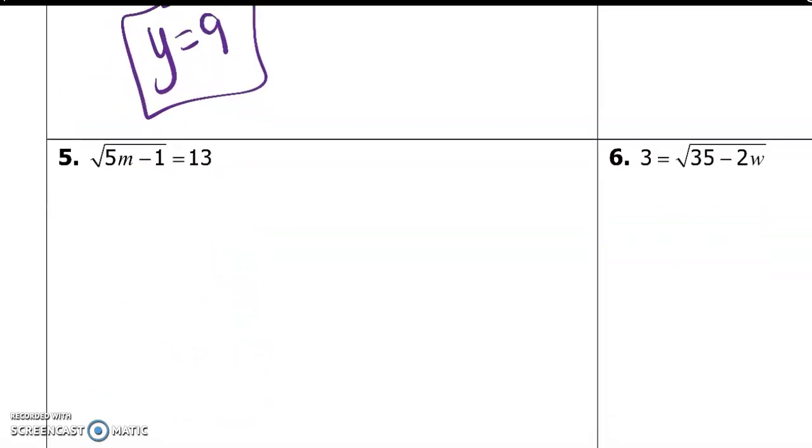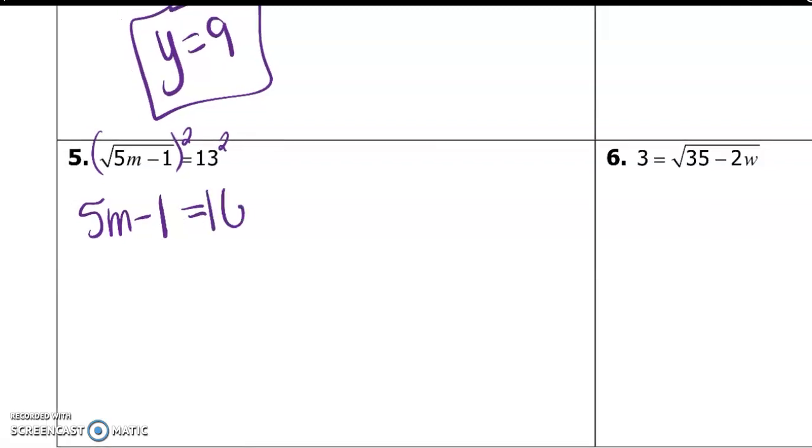Number 5, you still have nothing on the outside. So that minus 1 is under the square root sign. So you're good to go ahead and square and square. So again, 5m minus 1 is what comes out on the left-hand side. Whatever's underneath the square root sign comes back out. 13 squared is 169.